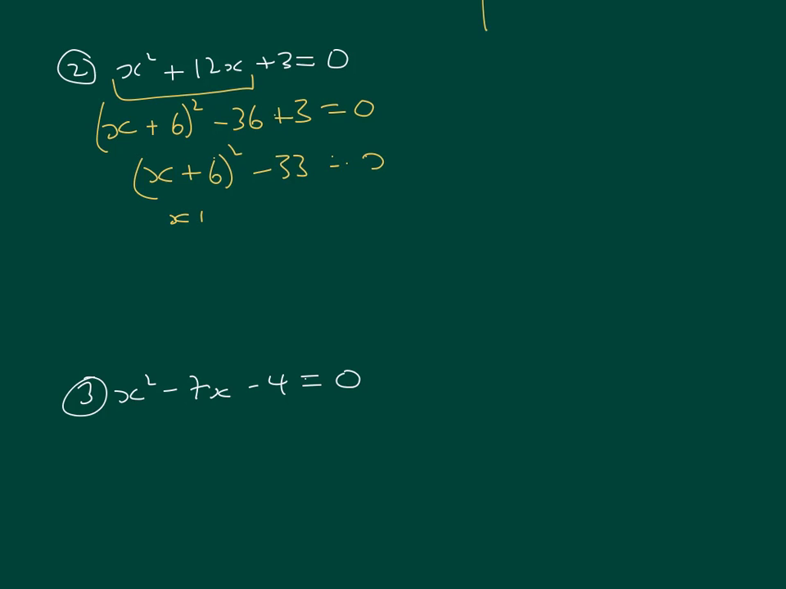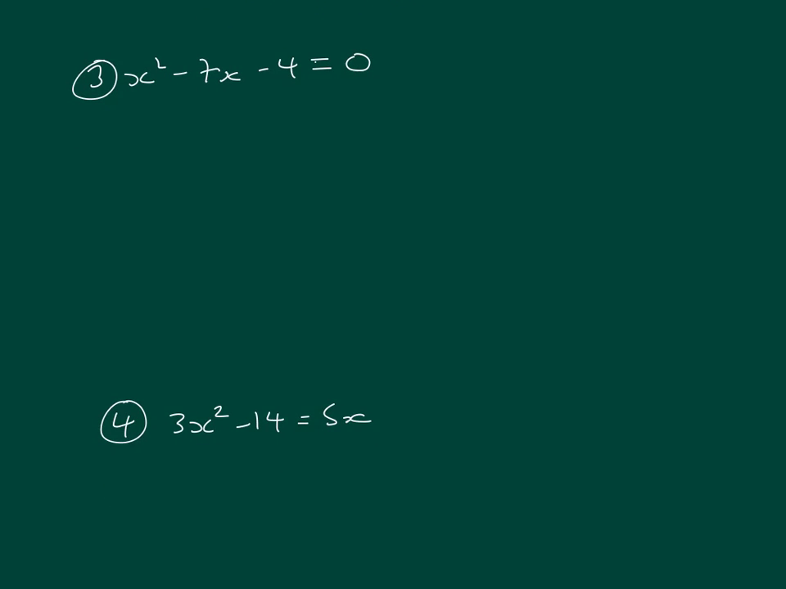Rearrange it. x plus 6 all squared equals 33. Square root it. x plus 6 equals plus or minus square root of 33. And then take that 6 to the other side. So x equals minus 6 plus or minus root 33. So again, we'll get 2 solutions from this. I'm not going to write them out, but it'll be minus 6 plus root 33, or minus 6 minus root 33.